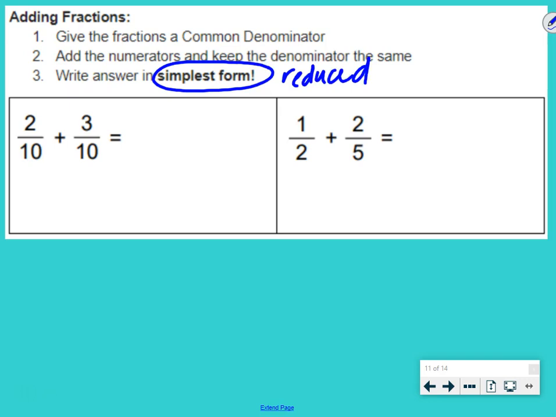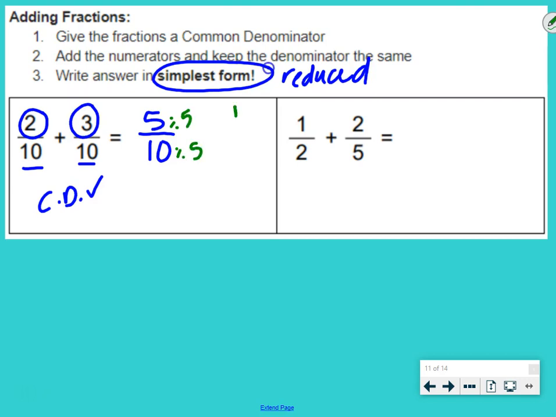Okay? So here, let's check. 10 and 10, they already have a common denominator. We can abbreviate that CD. So common denominator, check. Add the numerators, so do 2 plus 3 is 5. Keep that denominator the same. Now, is that in simplest form? No, because both numbers can be divided by 5. 5 divided by 5 is 1. 10 divided by 5 is 2. So our answer in simplest form would be 1/2.